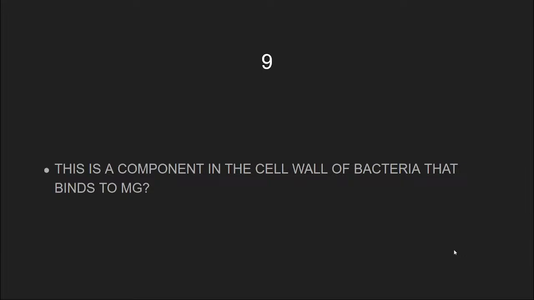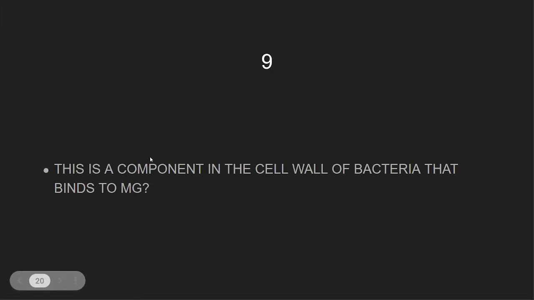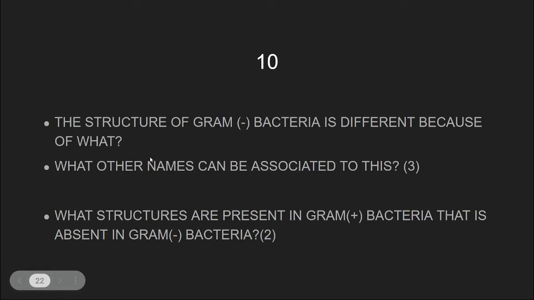Okay? Now, let's move on to the next thing, which has something to do with the structure of microorganisms. Structure of gram-negative microorganisms, rather. The structure of gram-negative bacteria is different because of what? And what other names can be associated with that particular structure, and what structures may be present in gram-positive that is absent in gram-negative bacteria? I put everything in that slide, and please put a star on it, because this is something that they ask in the exams. Sometimes it would pop up.